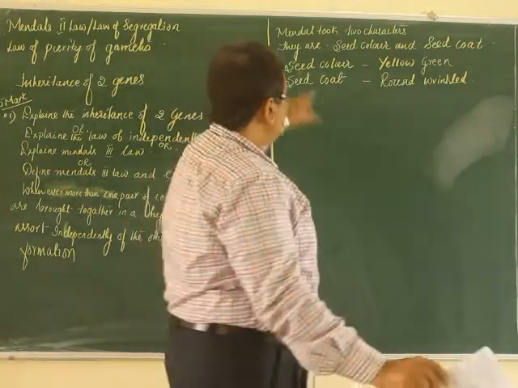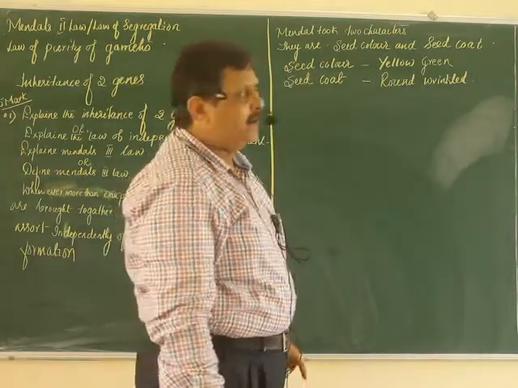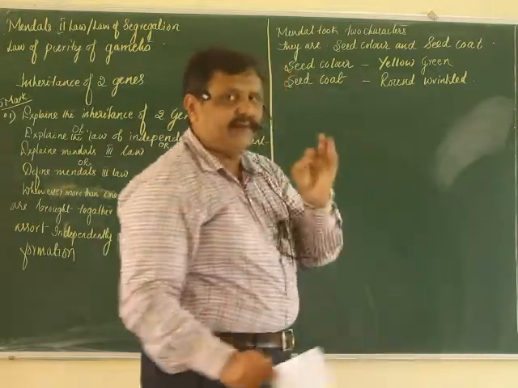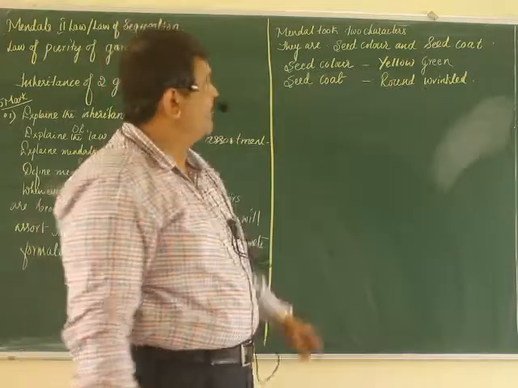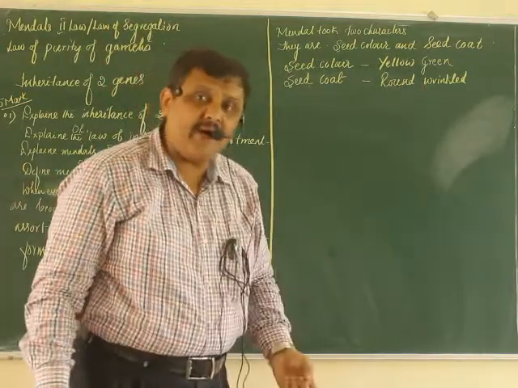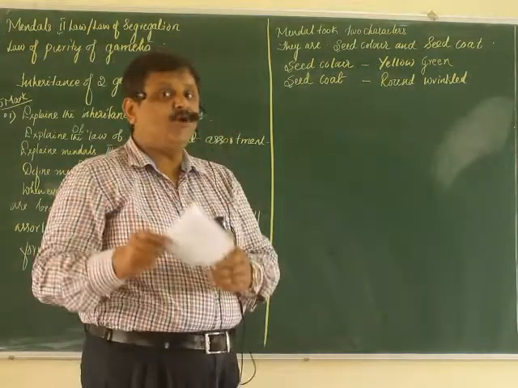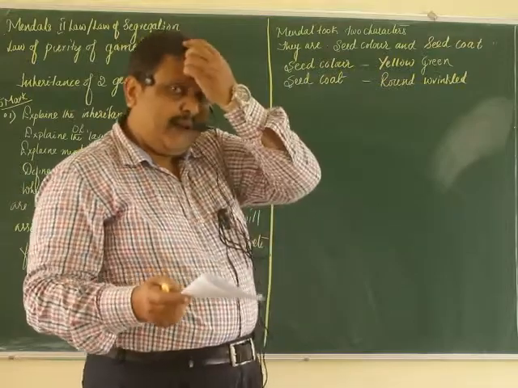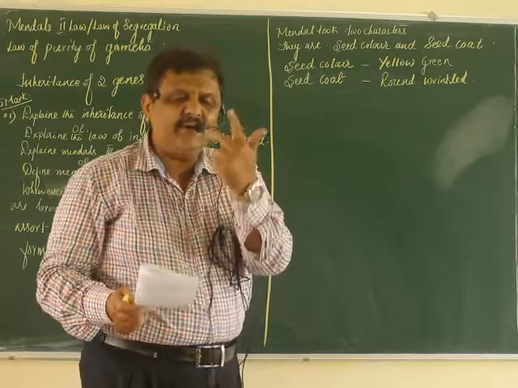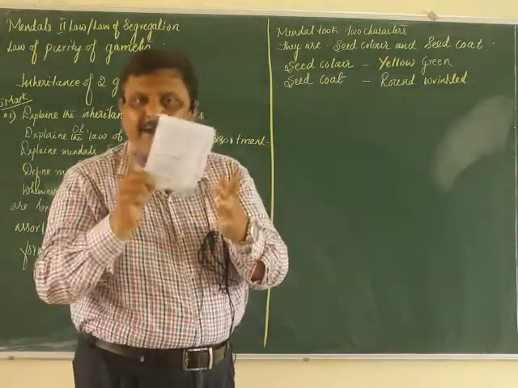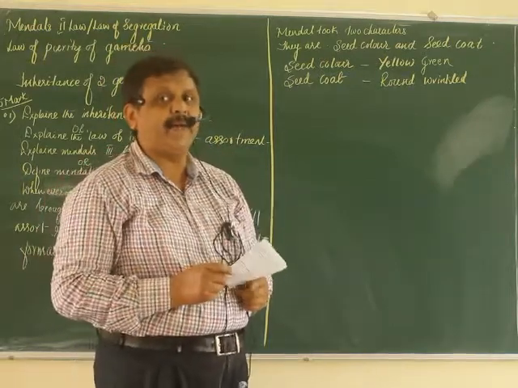Remember, these 2 characters are situated on different chromosomes. Suppose I will give an example. Seed color is represented on the 3rd chromosome. Seed coat will be represented on the 4th chromosome. But during the time of gamete formation, in the gamete, 1st, 2nd, 3rd, 4th, 5th, 6th, 7, all the 7 chromosomes will be there. One set will be there in the gamete. You remember.